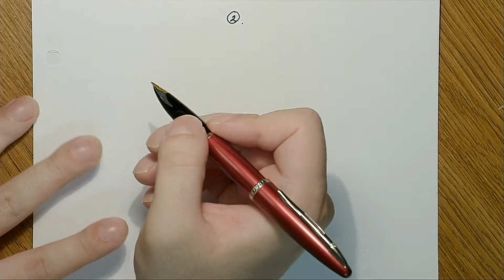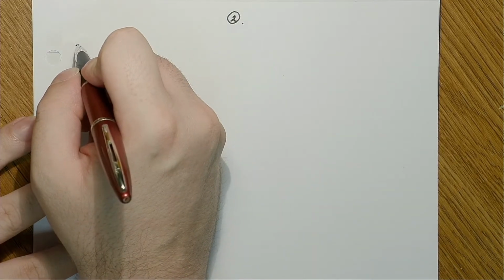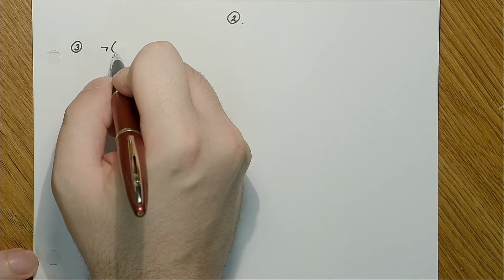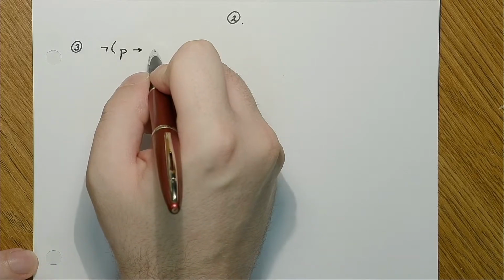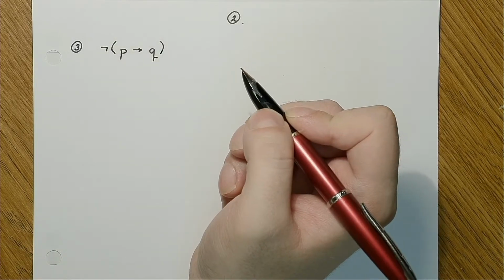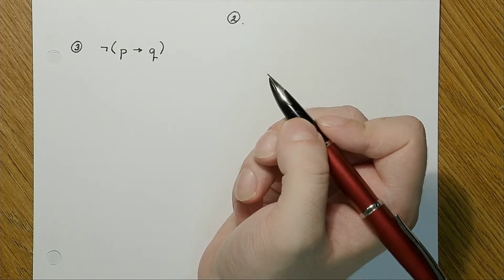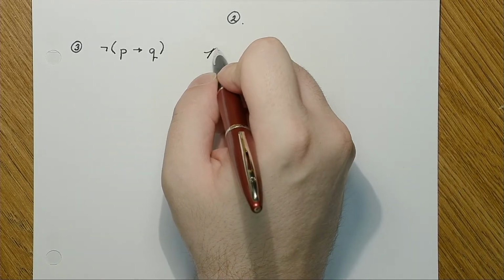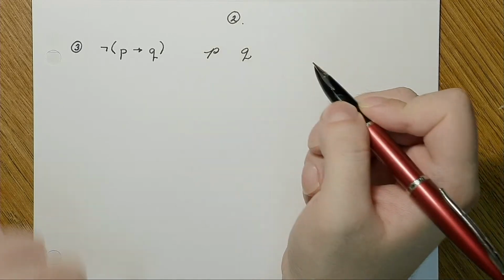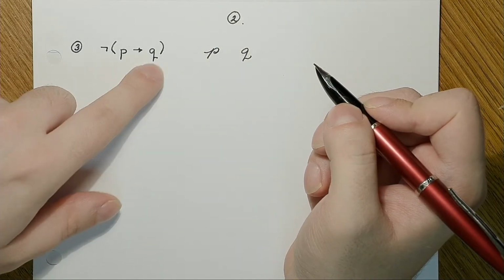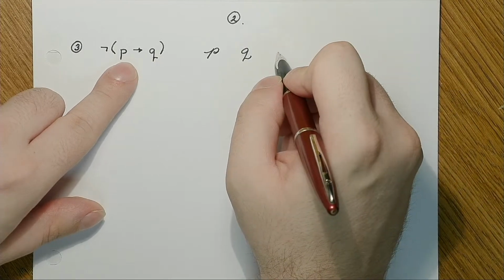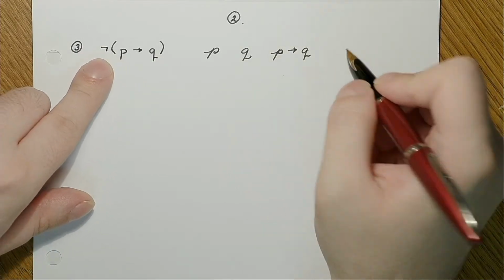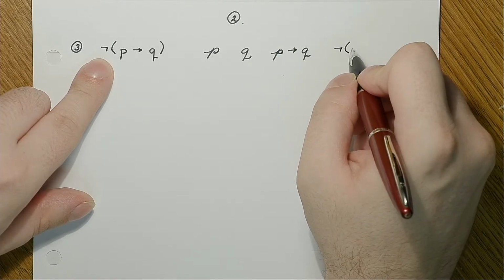Okay, so then the next one we can do. With this one, I have P, Q. Again, I'm going to work with the inside of the bracket. There's P implies Q, and then it's applying a negation to this. So that's my next step.